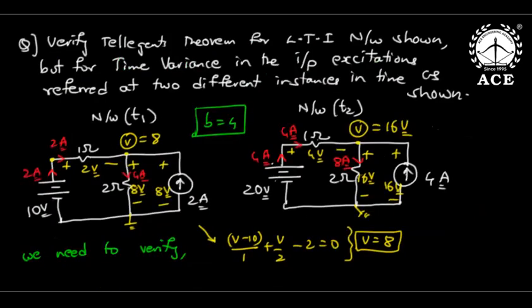Very interesting problem. It is the same network, but we are measuring voltages and currents at 2 different instances of time. Voltage at first time into current at second time is equal to voltage at second time into current at first time, for all the branches. Observe carefully.